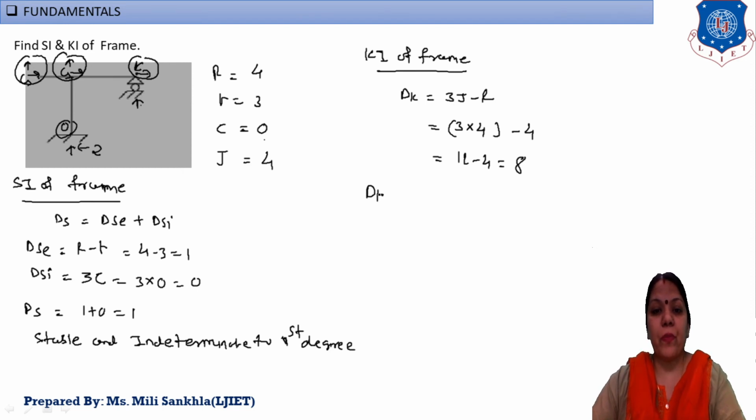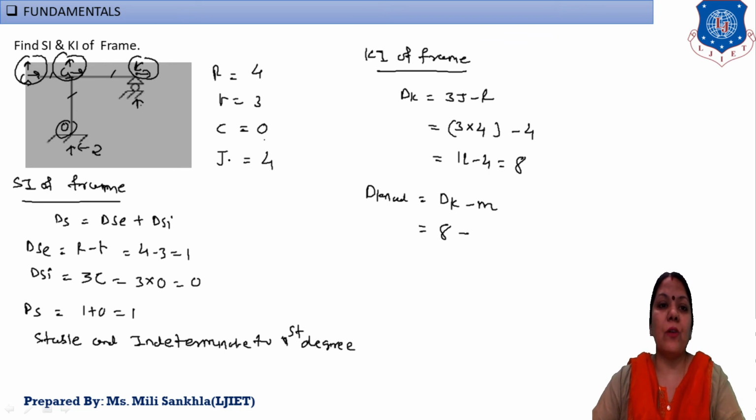So right here, DK and AD is equal to DK minus m. DK is 8, and for frame m is equal to the number of members. So neglect 1, 2 and 3. Here m is given, write down m is equal to 3, the number of members. So m is equal to 3, and my final answer, DK and AD, 8 minus 3 is equal to 5.